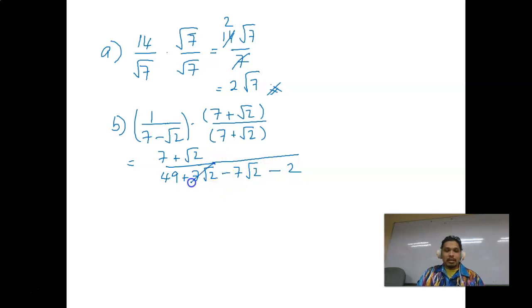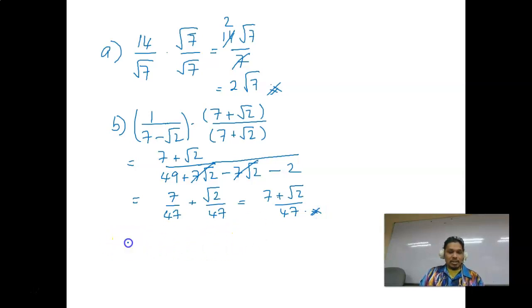So then, cancel these two. So 49 minus 2 equals 47. Plus square root of 2 divided by 47, or we just write it down as 7 plus square root of 2 divided by 47.